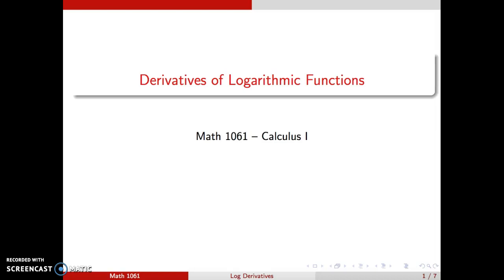Alright, hello. In this short video we're going to be looking at derivatives of logarithmic functions, and along the way we'll introduce a new technique you can use for differentiating called logarithmic differentiation. But first we want to establish the rules for these functions.